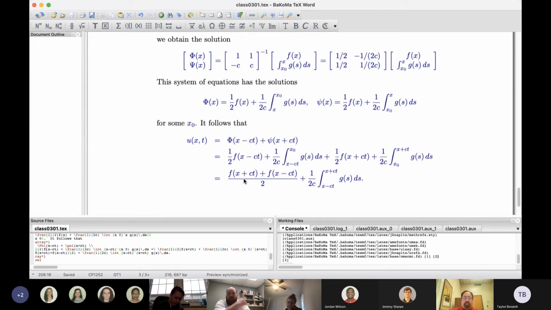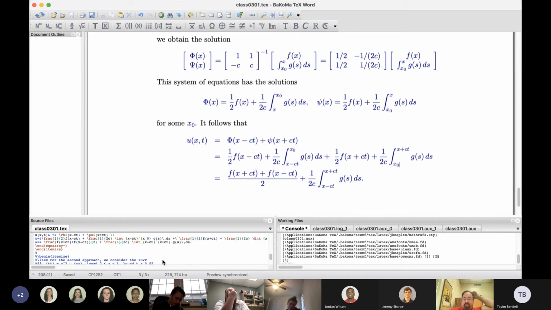So these two terms combine over here. Here I have the integral from x minus ct to x naught plus the integral from x naught to x plus ct of the exact same integrand. So I can just add these two integrals together and have one integral. They chain together because they have a common limit. The upper limit of this one matches the lower limit of this one. So I add and I get the integral from x minus ct to x plus ct, and that's what goes here. And that completes the derivation of D'Alembert's solution.